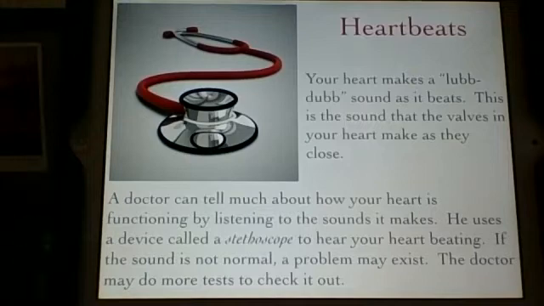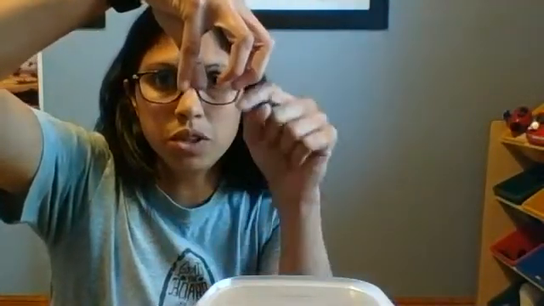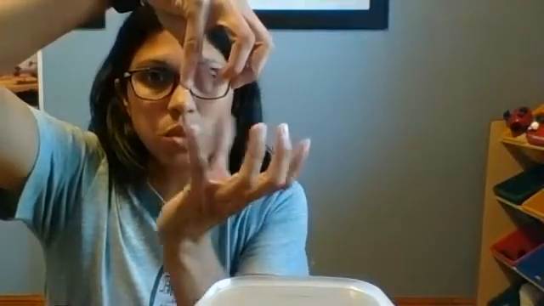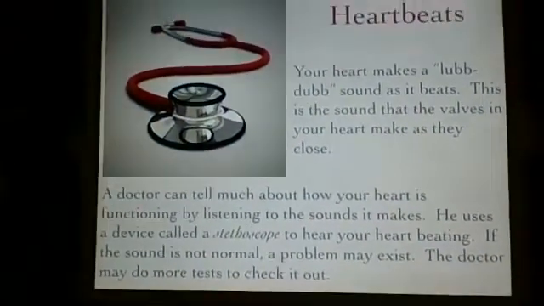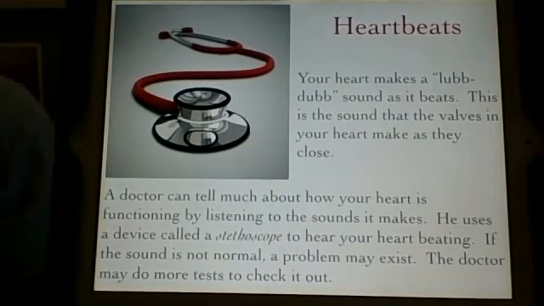Next, your heart makes this lub-dub sound as it beats. This is a sound that the valves in your heart make as they close. Remember we talked about how the valves in your heart, we have our atrium, and as they squeeze, they're squeezing blood through those valves into the ventricles. And then the ventricles squeeze as the atrium relaxes, and they're shooting blood out of those valves, okay? That lub-dub sound is the valves as they open and close.